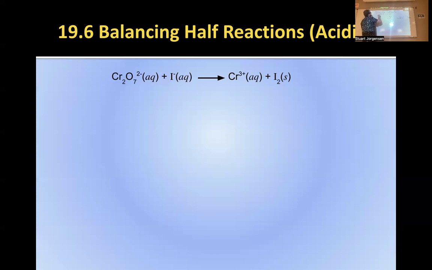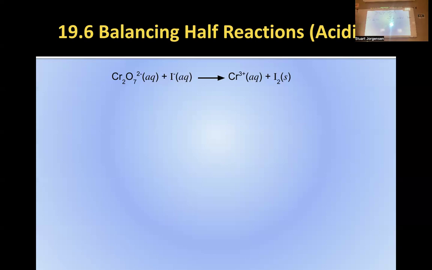Our chromium is gaining to go from a 6+ to 3+. We've got to gain how many electrons? 3 for each chromium, right? Chromium's going from a 6+ charge to a 3+ charge, but I've got 2 chromiums for a total of 6 electrons that I need.